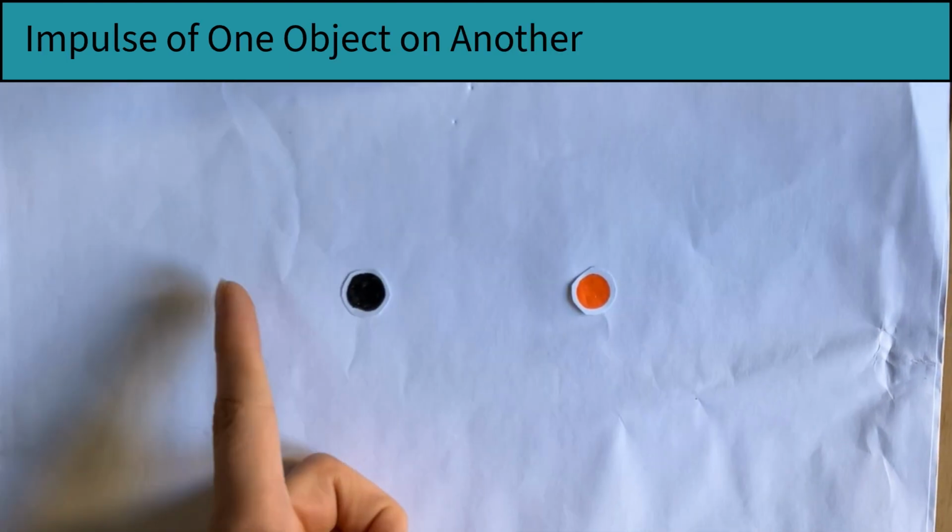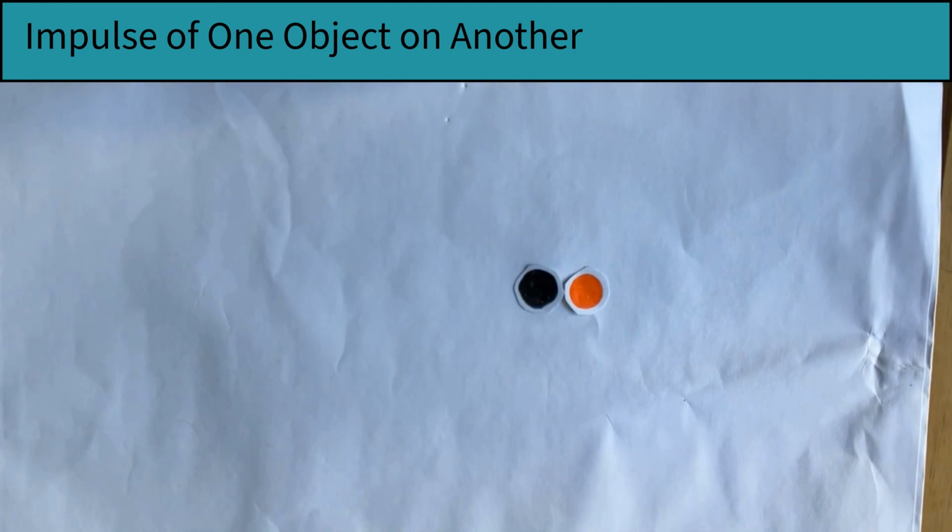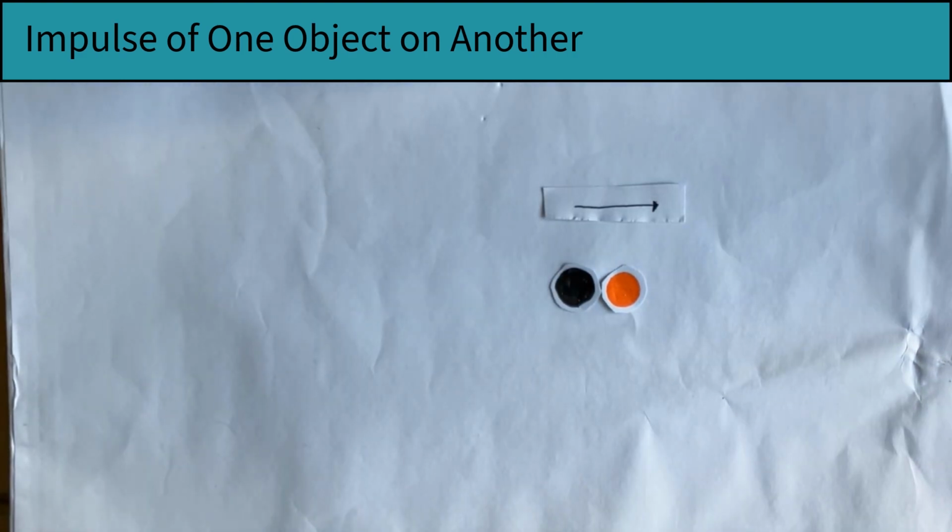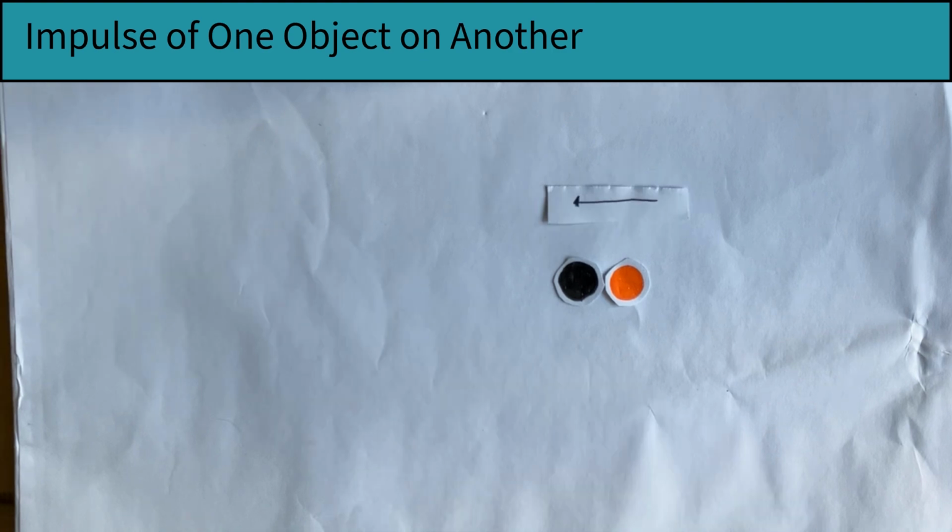It's important to know that impulse inherently has a direction. If the black ball was hit towards the orange ball, then the impulse exerted on the orange ball from the black ball would be directed to the right. Conversely, the impulse exerted on the black ball by the orange ball would be directed to the left. Fortunately for us, due to Newton's laws, these two impulses have the same magnitude, they just act in opposite directions.